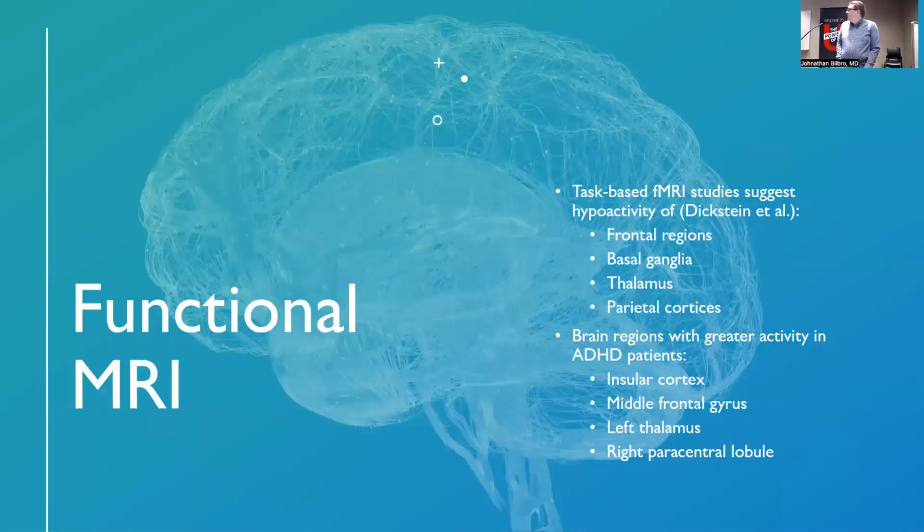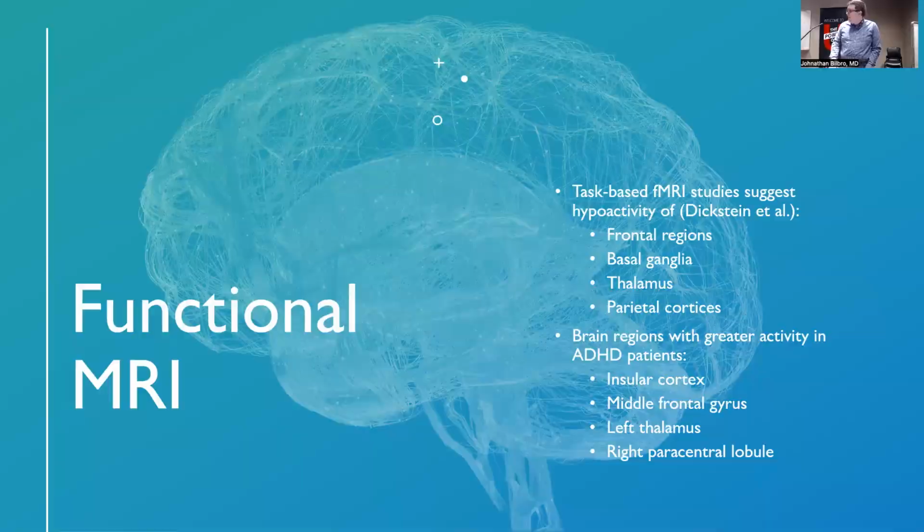Functional MRI, so this is typically comparing someone's brain at rest compared to when they're doing some kind of attention task. And these studies have shown a hypoactivity of several brain regions, again, including the frontal regions, the basal ganglia, thalamus, parietal cortices. But they've also shown that there are regions of the brain that actually are more active in folks with ADHD, particularly the insular cortex, middle frontal gyrus, left thalamus, right paracentral lobule.